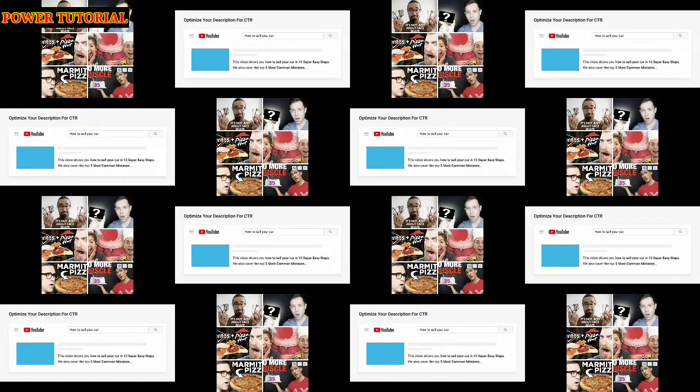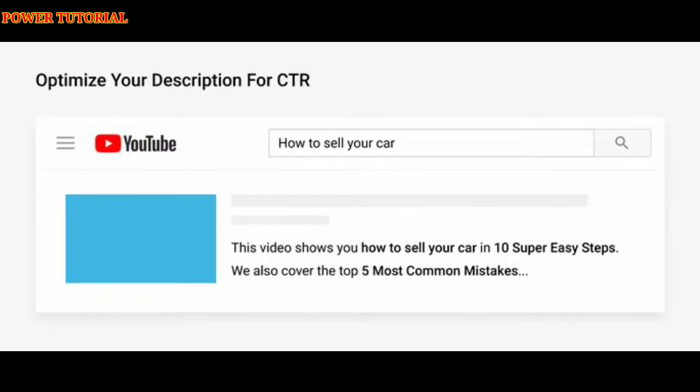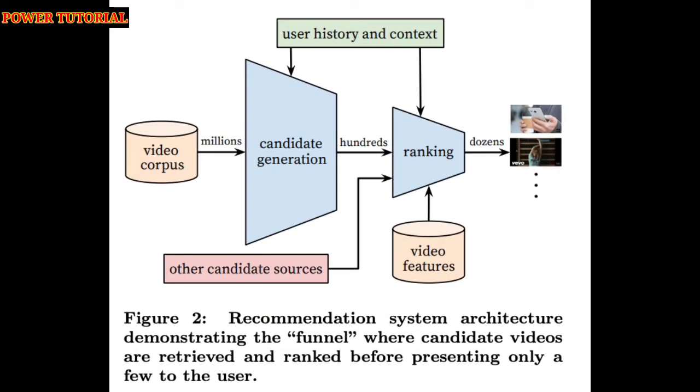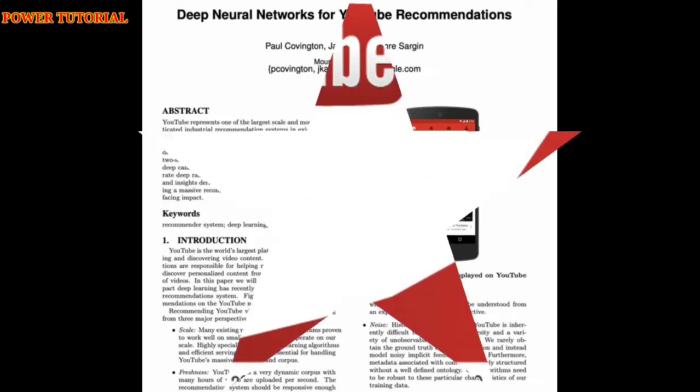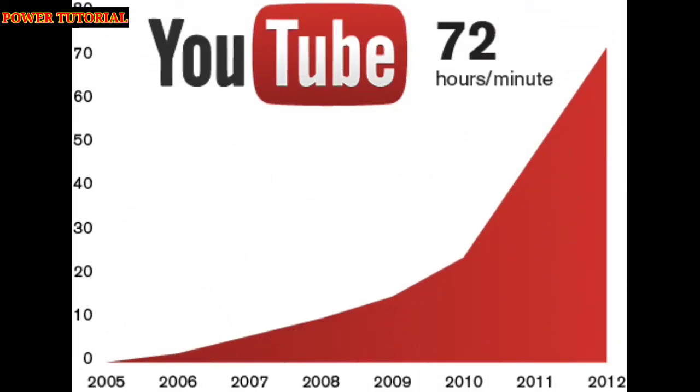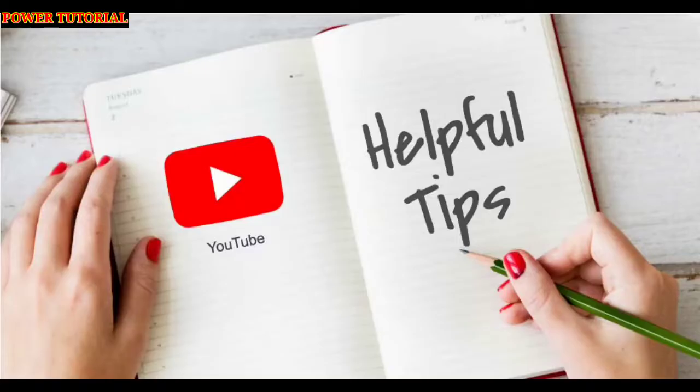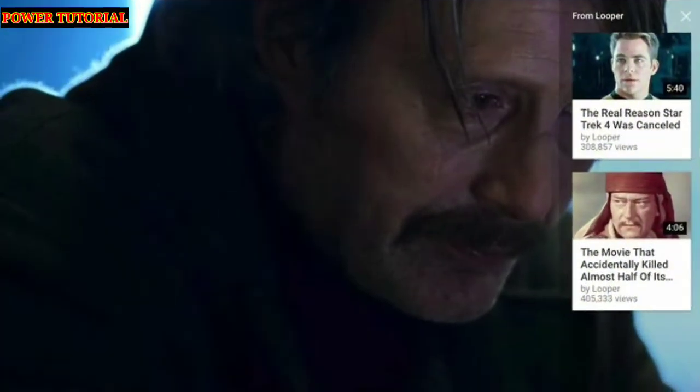YouTube algorithm's timeline, 2005 to the present. The first video was uploaded on YouTube in 2005. But currently, it has 2 billion users and over 500 hours of videos uploaded every minute. How did the algorithm strengthen from one video to 500 hours of video every minute? Let's fill in the gap.